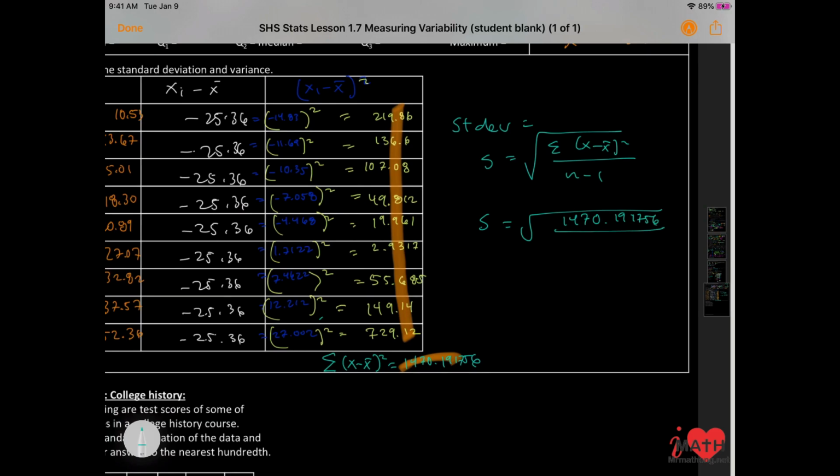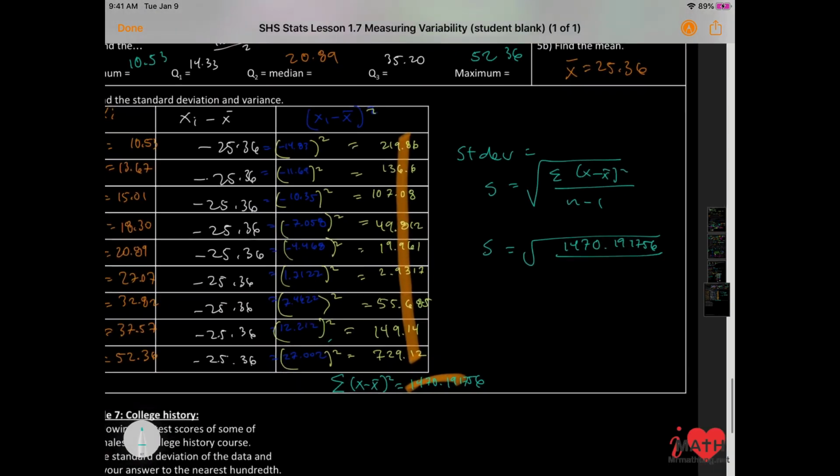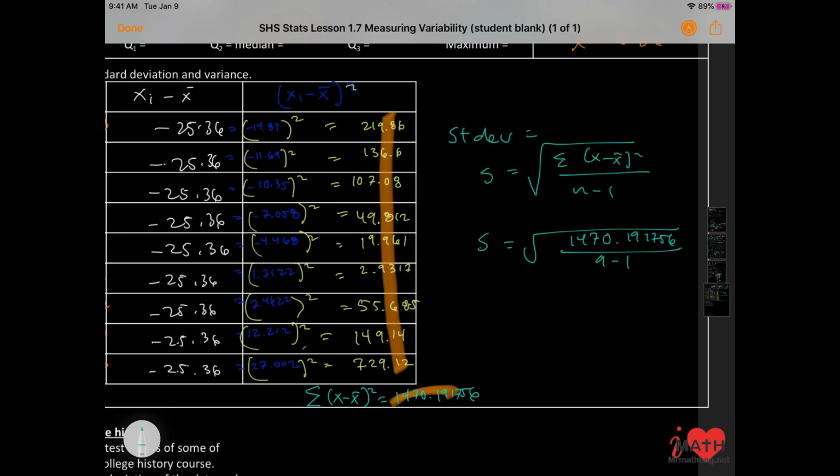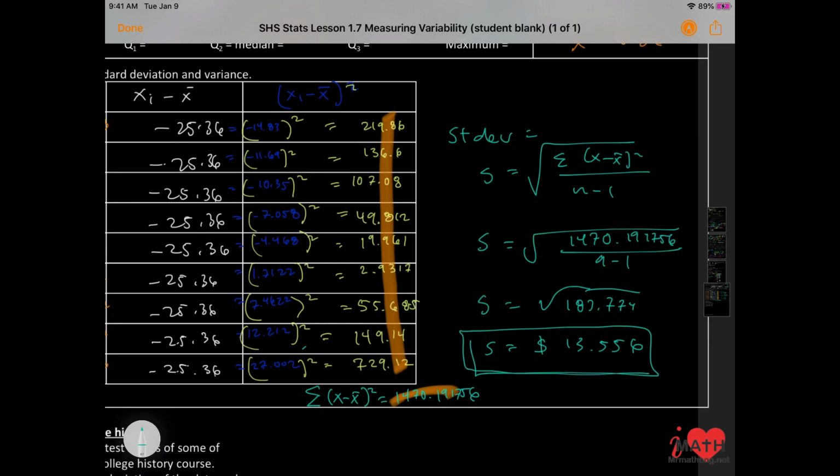1917.56, and then our n value was, there were 9 numbers, so 9 minus 1. If you divide first, you'll get 183.774. And if you take the square root of that number, the standard deviation is going to be 13.556. This is the standard deviation.